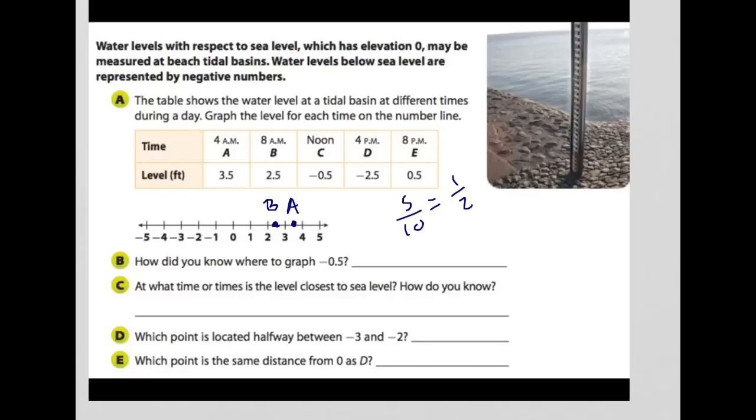At noon, letter C is negative 0.5, so I go in between 0 and negative 1. Put my point right in between 0 and negative 1. Label it letter C. Negative 2.5. Go in between negative 2 and negative 3. Plot a point halfway in between 2 and 3. Label that point D. And then last one, 0.5 or 5/10. Go in between 0 and 1. And put E.